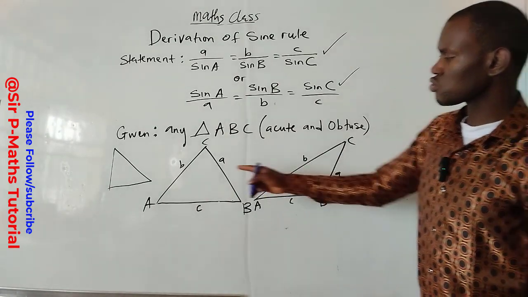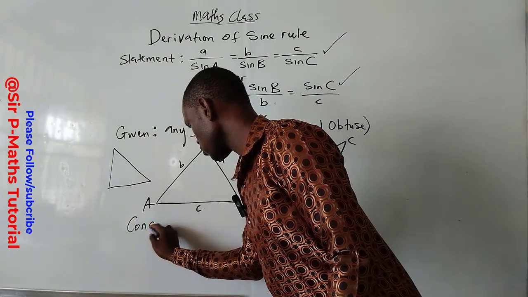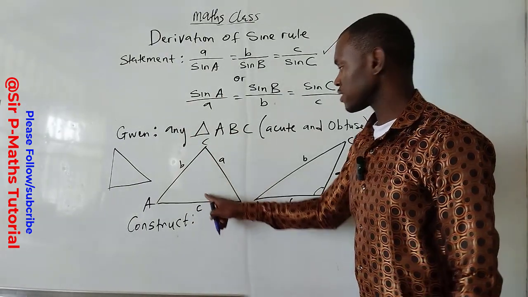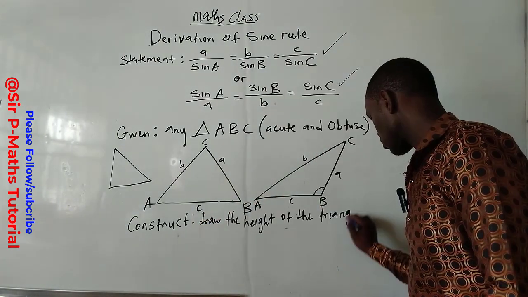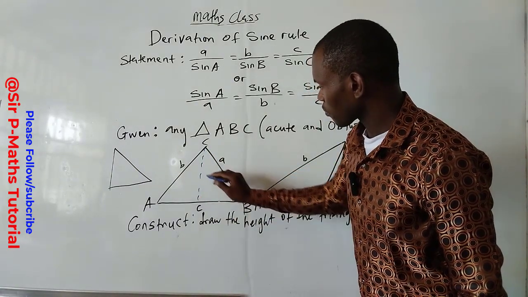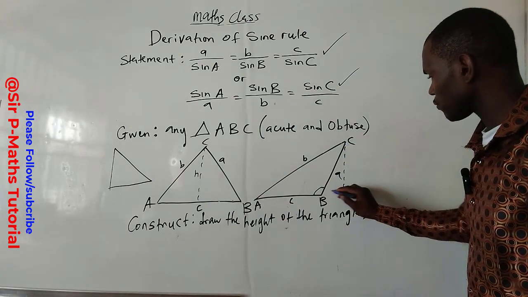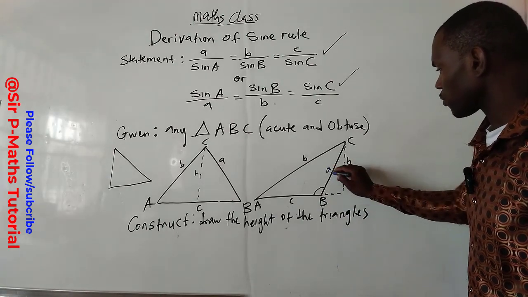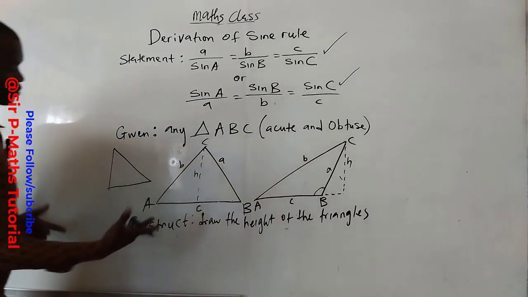So the first thing we do is to make our construction. What do we construct? The height of this triangle. Okay, so the height will be here. We call it h. For this one, to get the height, I'll draw it down from here. Right, we call it h. This a is for here. Okay, so the next thing we do, let me split the diagram into two.